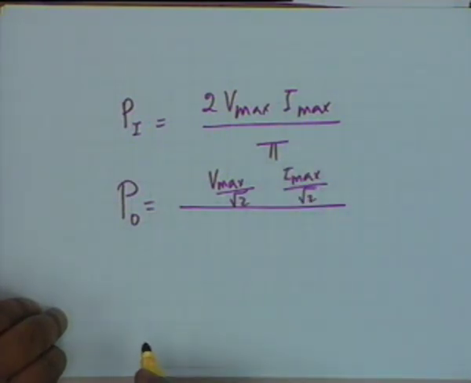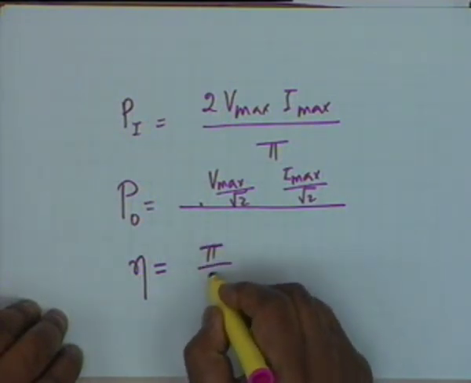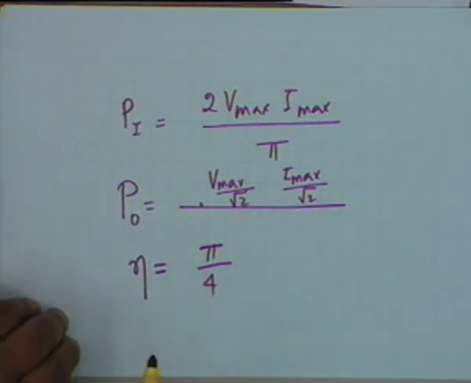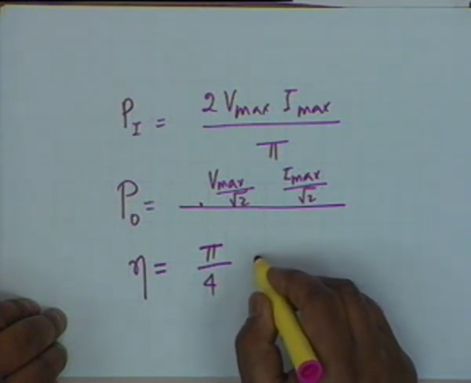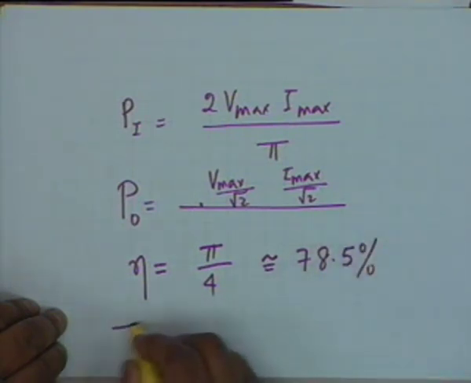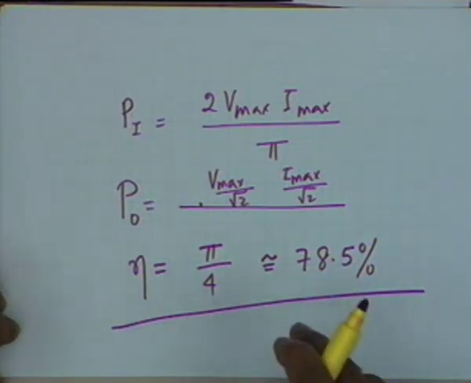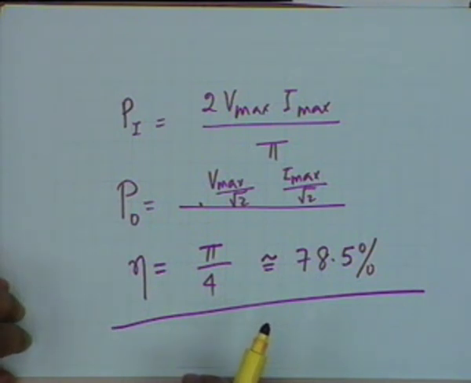This is my P0, and therefore the efficiency is, if you divide this by this, you can easily see that this is equal to pi by 4. Root 2 multiplied by root 2 is 2, and this 2 pi by 4, which is approximately 78.5%. This is the maximum efficiency that you can get from class B operation. And most of the stereo amplifiers and public address system amplifiers that you see operate under class B conditions, because the efficiency is important there.